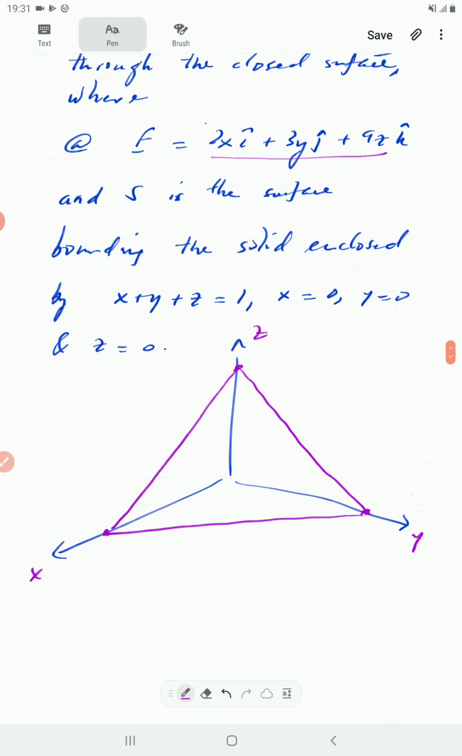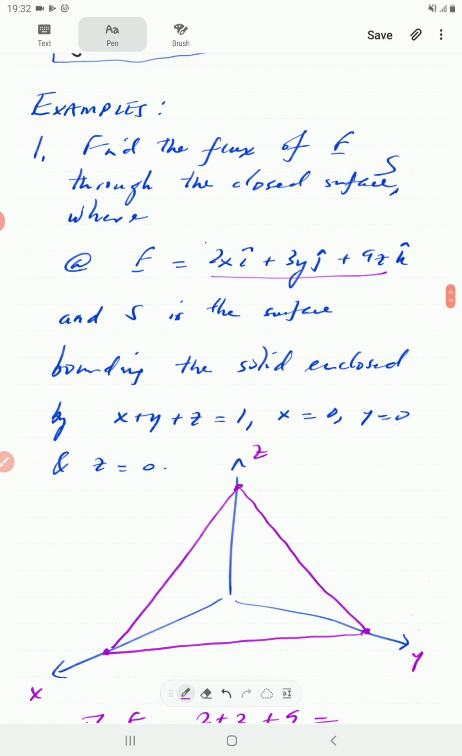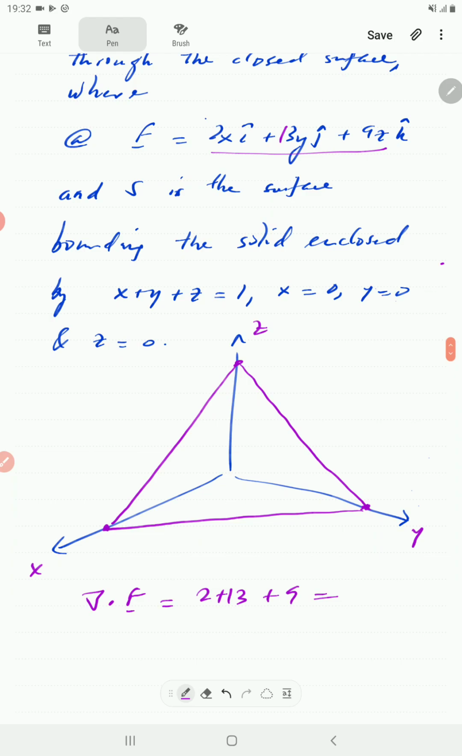Okay, so the first thing we're going to do is to work out the divergence of F, which is simply going to be 2 plus 3 plus 9. There is a typo. This should be 13 here. Should be 13. So just make sure I correct that typo. Okay, 2 plus 13 plus 9 is actually 24.